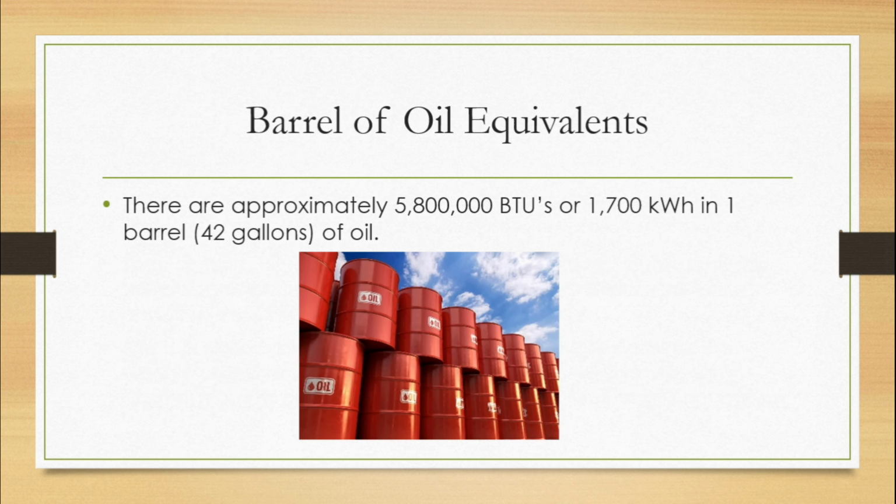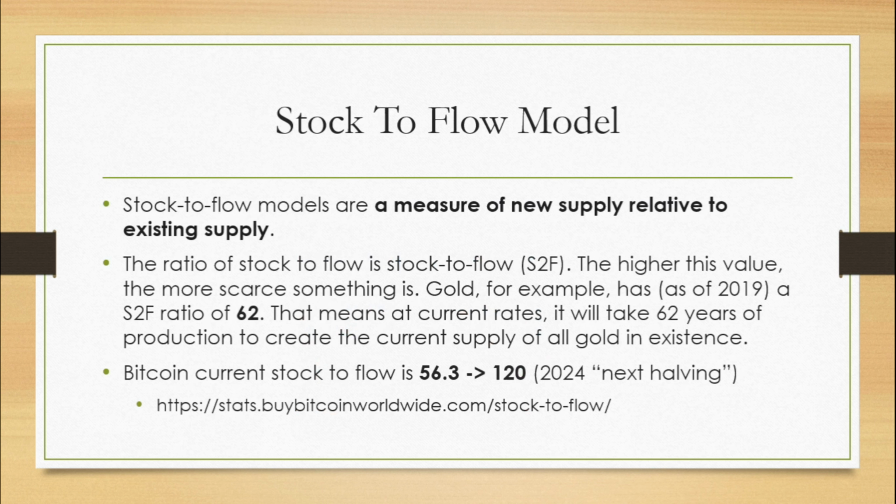This is an interesting fact: barrel of oil equivalence. How do you measure how much energy is in a barrel of oil? Well, there's approximately 5.8 million BTUs, British thermal units, or approximately 1,700 kilowatt hours in 42 gallons of oil. And as we know from the last video, there's approximately 19 gallons of gasoline.